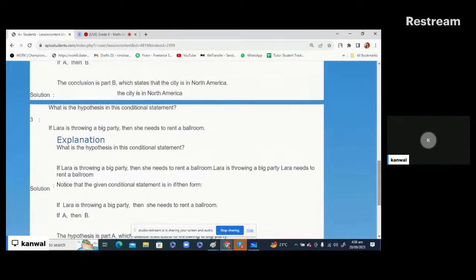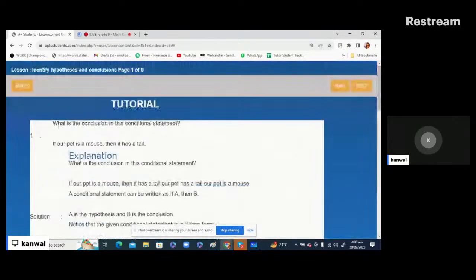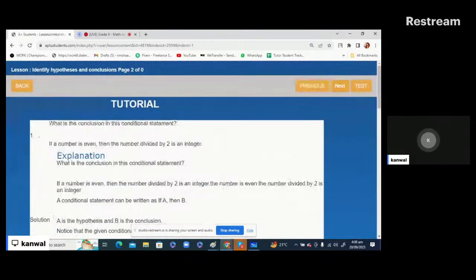Okay, let's do one more question for that. Then you will be better able to understand. So what's the conclusion in this conditional statement? If a number is even, then the number divided by 2 is an integer.